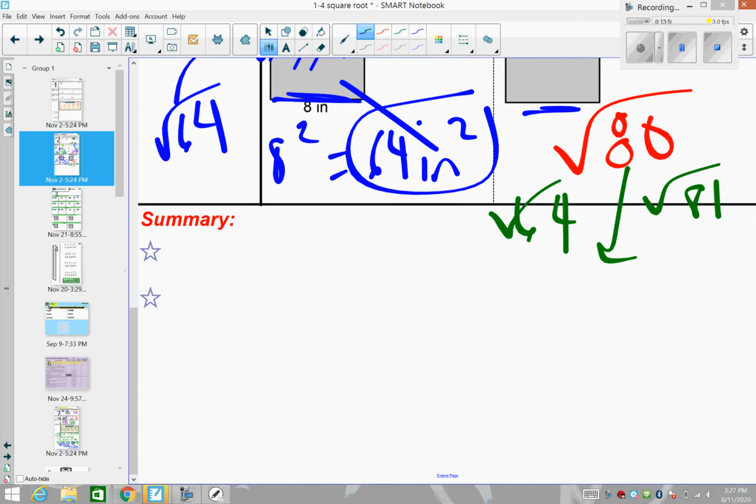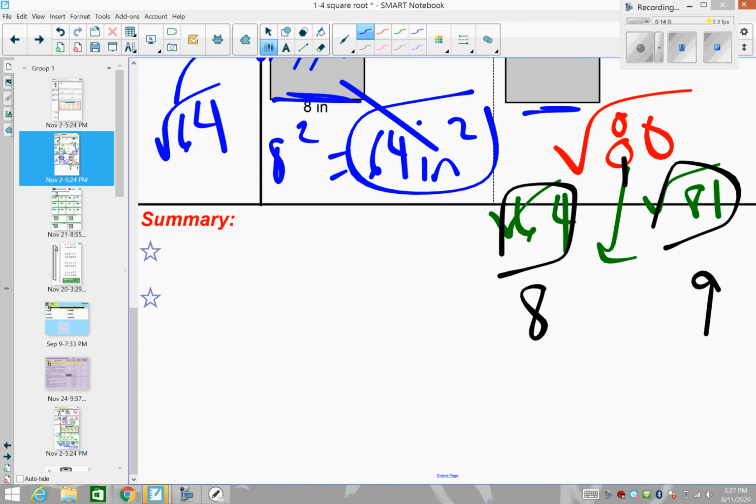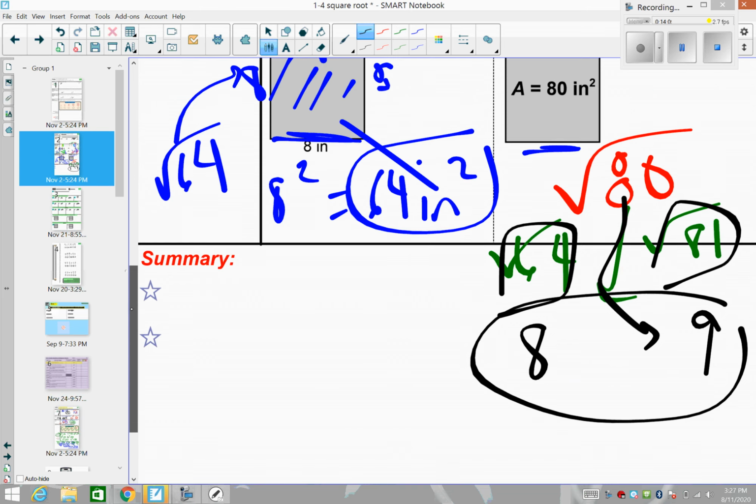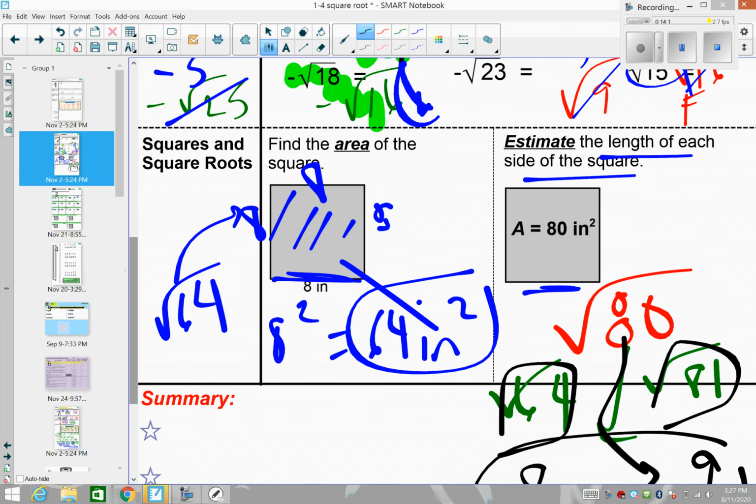And we know that the square root of 64 is 8. So that's a square with side 8. That's a square with side 9. And we know our answer is pretty close to 9. So somewhere between 8 and 9, if we were to estimate, we would say 8.9-ish would be the side of the square, but somewhere between 8 and 9. That was what we did in our work today, was estimate.